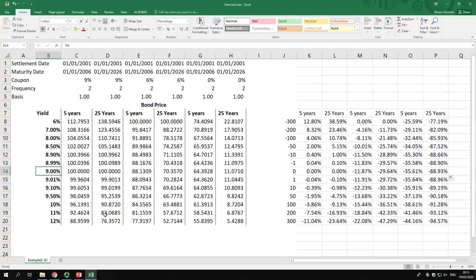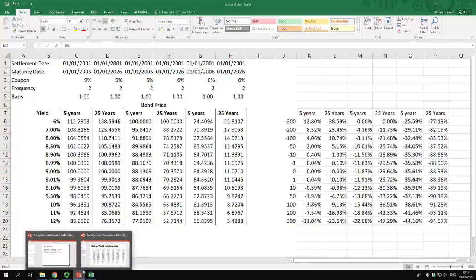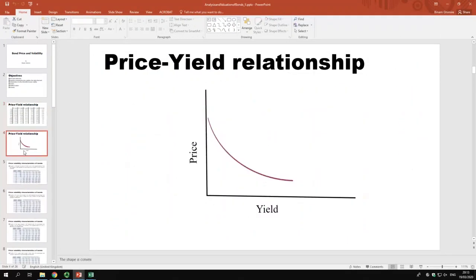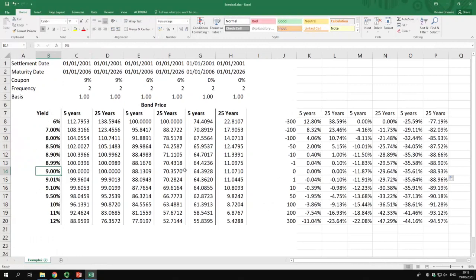All right, now we can look into the various properties and understand them. Basically, we've already seen that the price-yield relationship is curvilinear, not linear. Now we need to move ahead and understand various properties and characteristics. What I'm going to illustrate in the next few videos is the 4 main properties and 2 main characteristics.